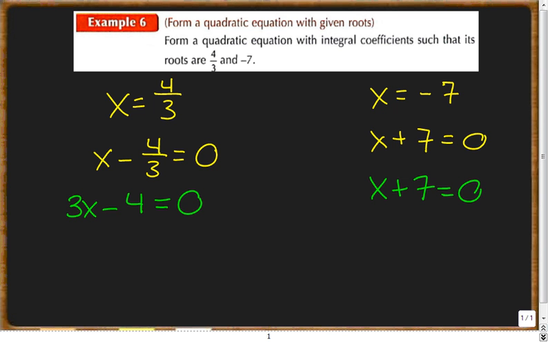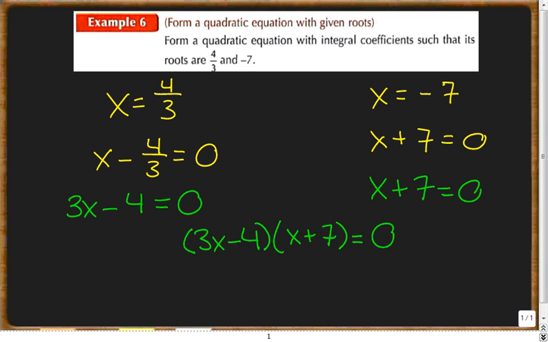So now we have the forms that we want. We're going to put these together and we're going to FOIL. So I'm going to say, okay, 3x minus 4 times x plus 7 equals 0. And now I want to FOIL.